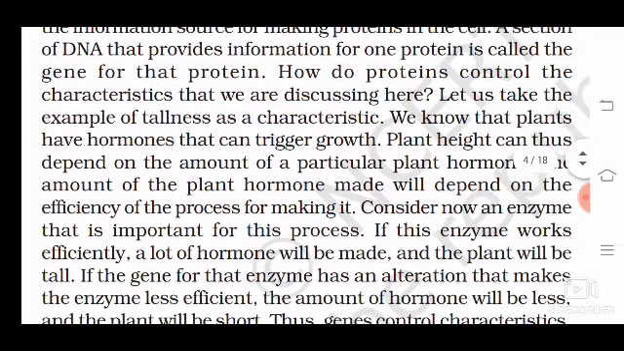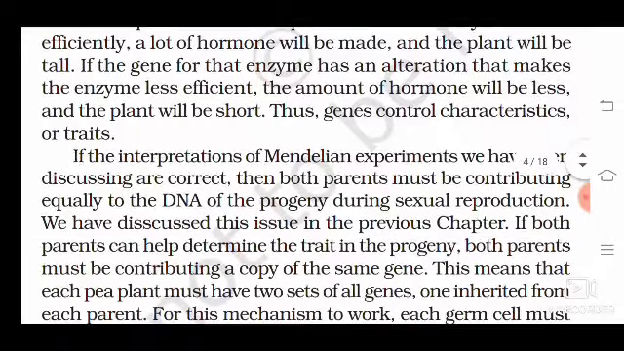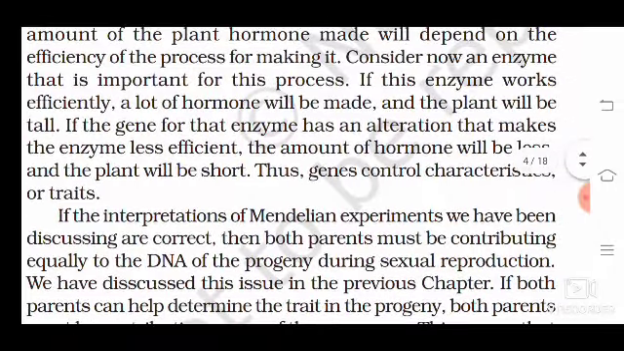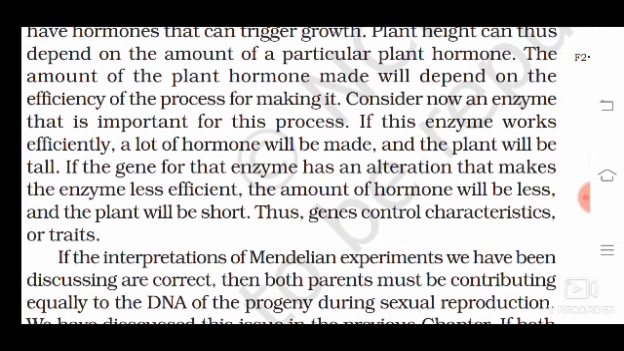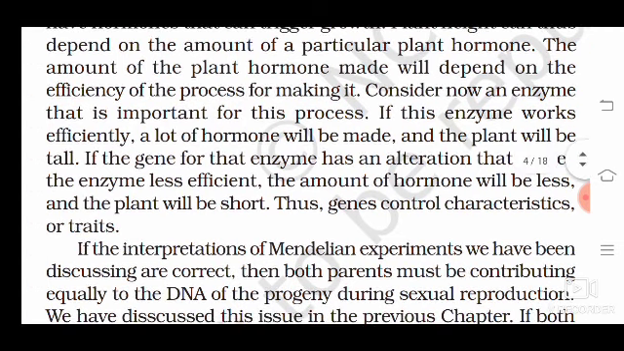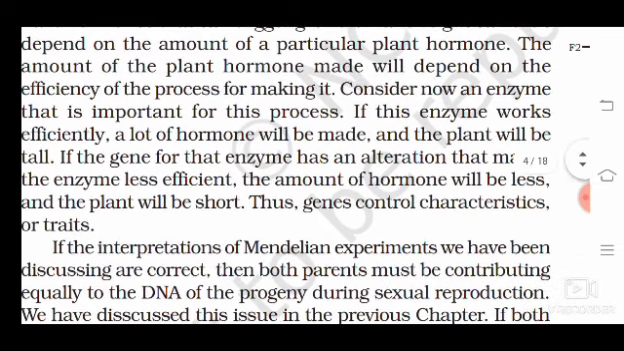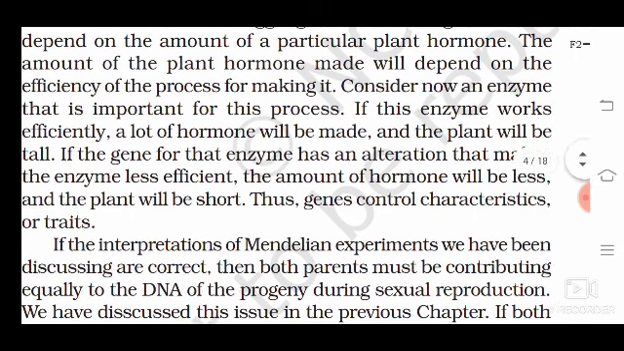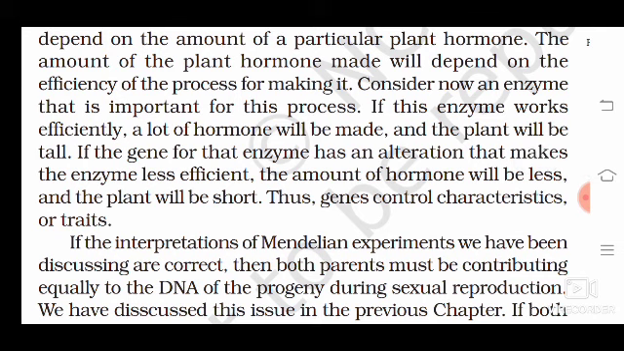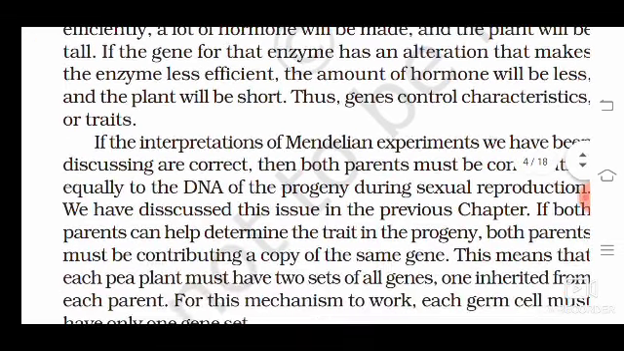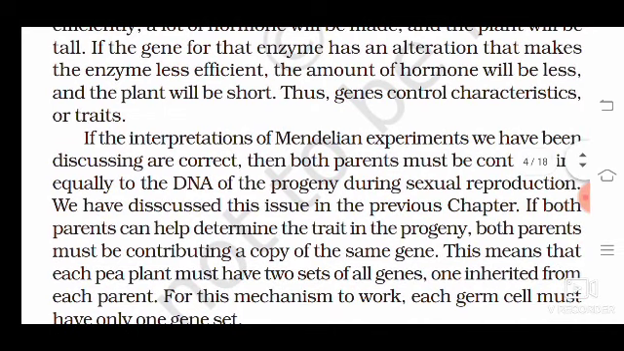Let us take the example of tallness as a characteristic. Now you can read this because I have explained you. Now last few lines I go for it. Consider now an enzyme that is important for this process. If this enzyme works efficiently, a lot of hormone will be made, because you know hormones are there in plants and animals both, and the plant will be tall. If the gene for that enzyme has an alteration that makes the enzyme less efficient, the plant will be short. Thus genes control characteristics. Underline genes control characteristics or traits.